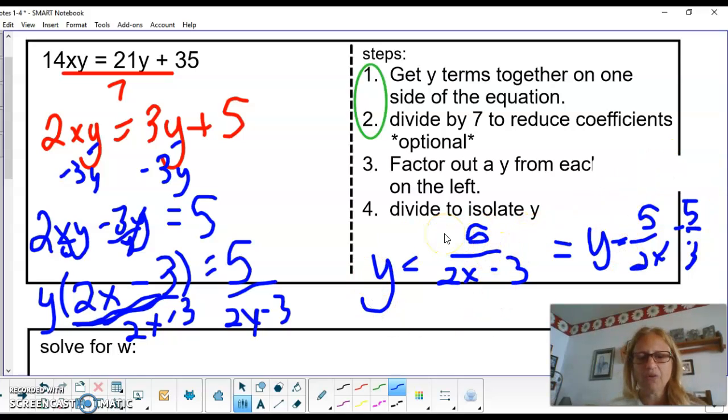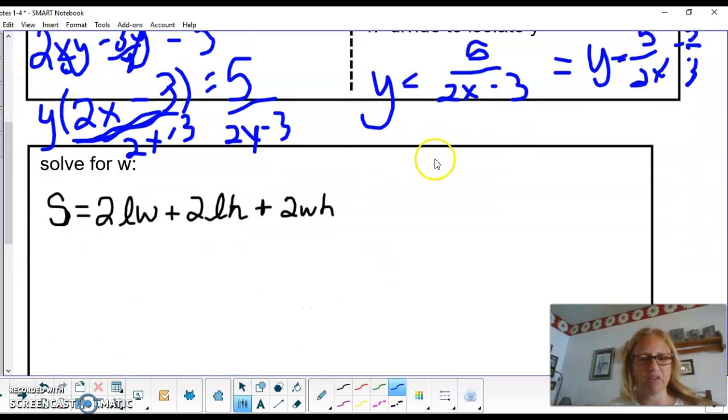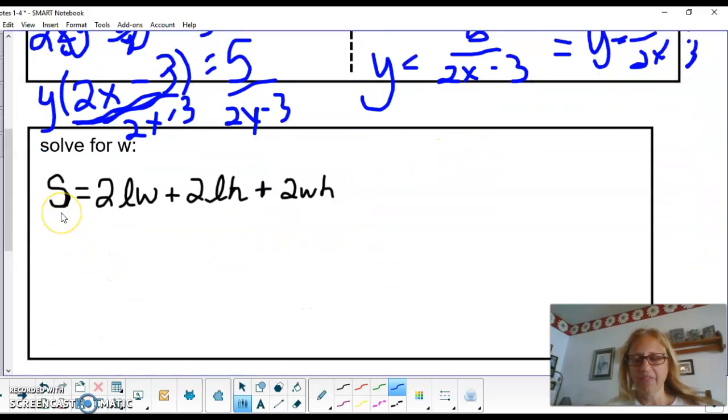So you're on your own now for the next one. You are going to apply these same rules. Now remember, rule 2 doesn't apply to everyone, and I'm actually going to give you a hint here. This is your problem, okay? It's S equals 2LW plus 2LH plus 2WH. So this is your surface area formula, okay? You are going to solve for W.